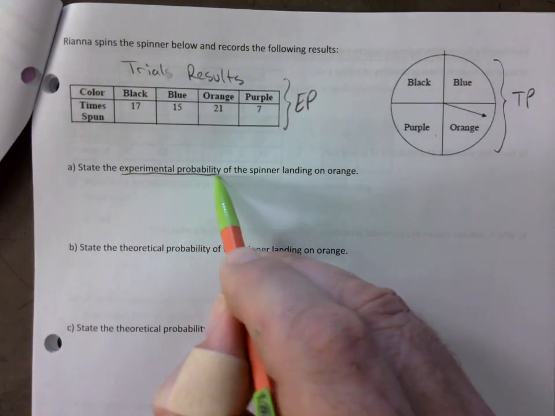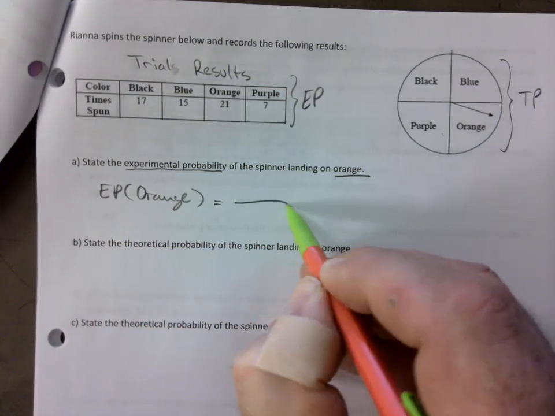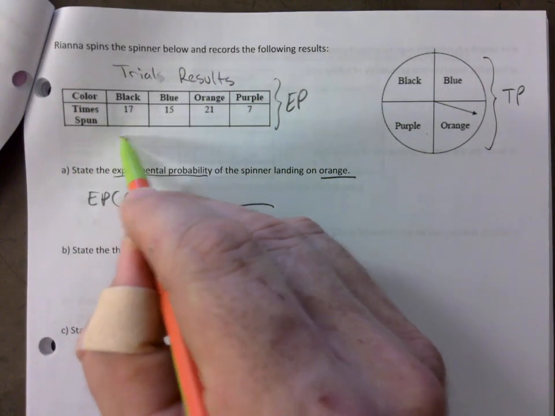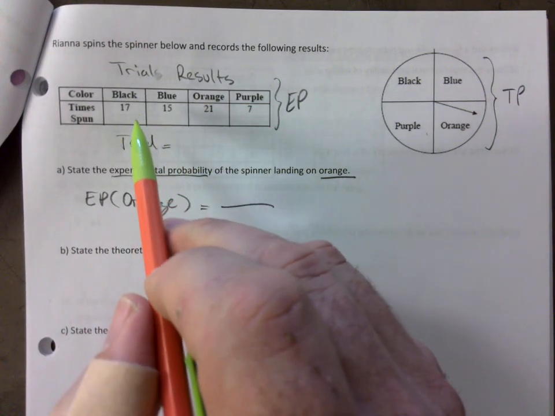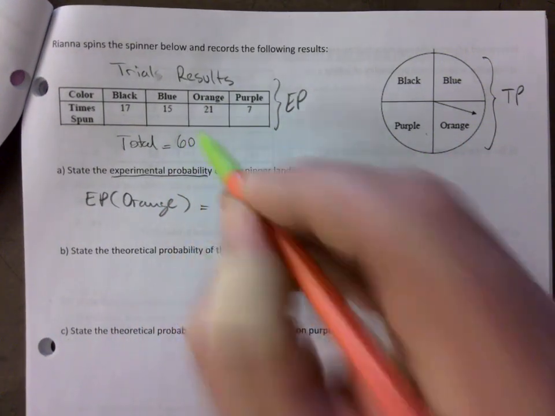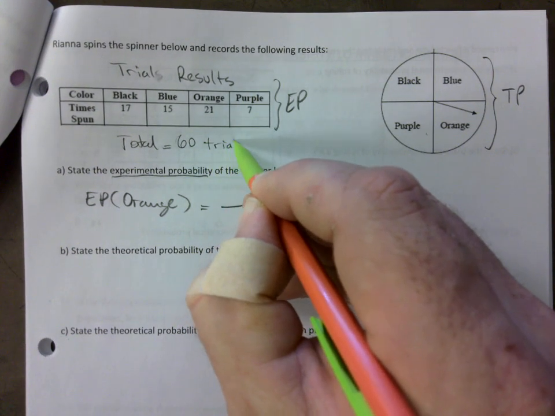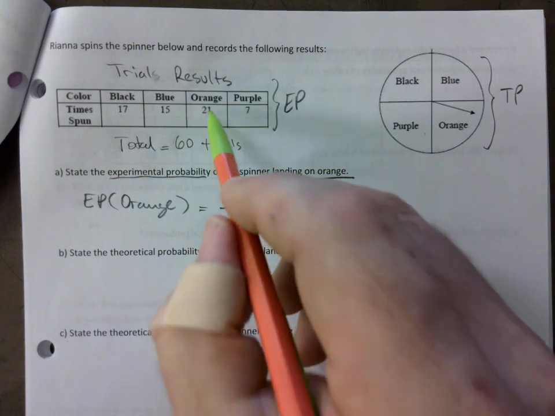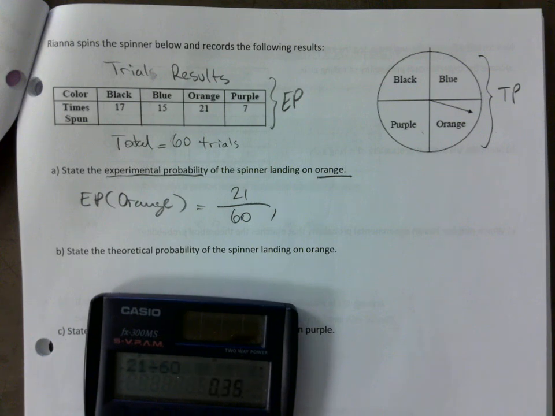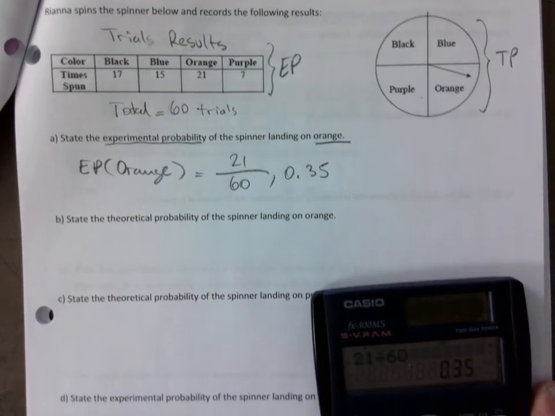Okay, the experimental probability of orange. Experimentally, which we're going to use these numbers right here. Get our total here. The total is, anybody did the math already? Yeah, 60? Yeah. I usually come up with numbers that add up to a nice round number. 60 trials or spins, right? So it's going to be out of 60, and orange in this case is 21. Let's turn that into a decimal as well. That's 0.35.